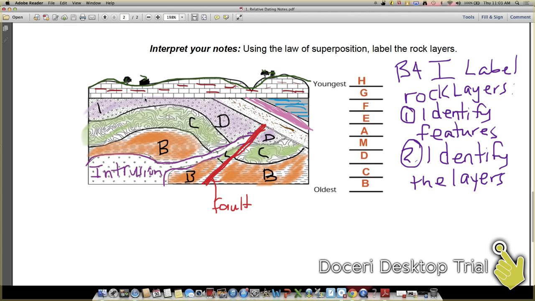Well, how can the intrusion be next when the intrusion affected D? How can the intrusion come before the rock layer it actually affected? Remember, it's hot molten lava. If there's something there, then it's going to affect it. If it wasn't there, then it couldn't affect it. All right? Now what's next?